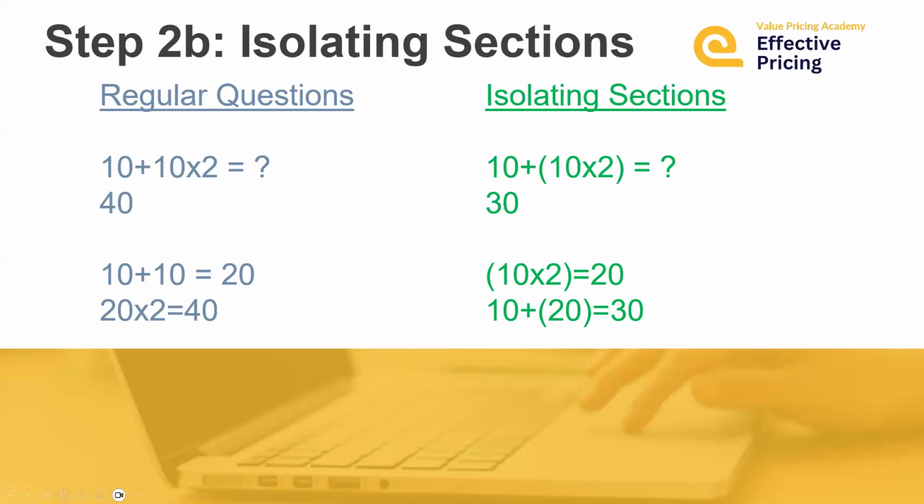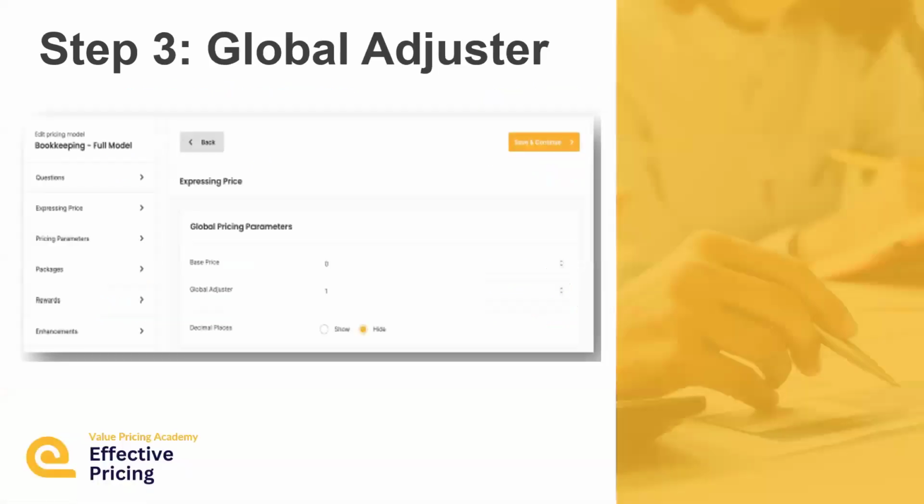Okay, let's go back to the software. We're going to move on to number 3, which is about the global adjuster.